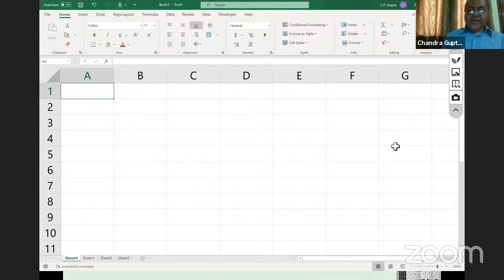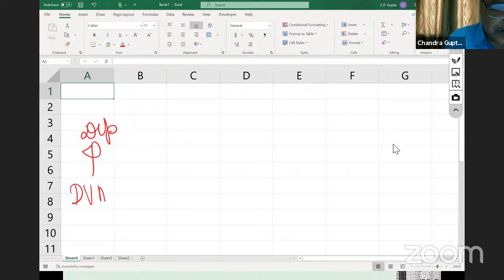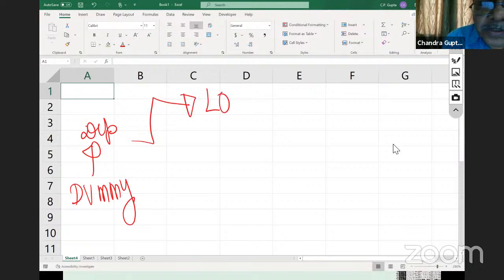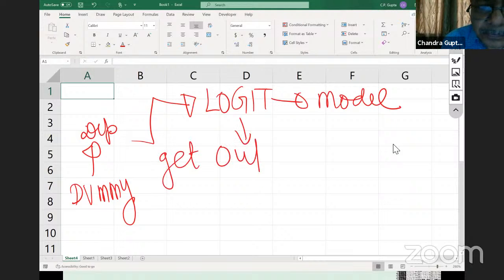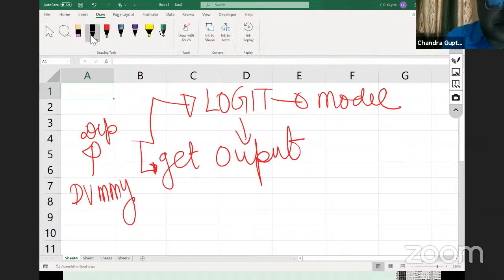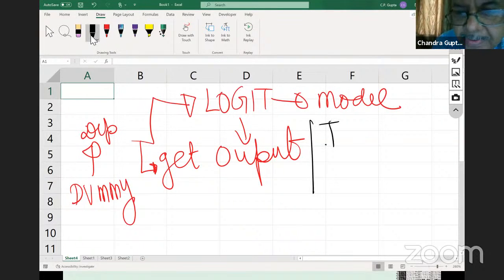Right. So, with a dependent dummy variable, I suggest you use the logit model. Get the output. And once you get the output, what next? You have to interpret the results.